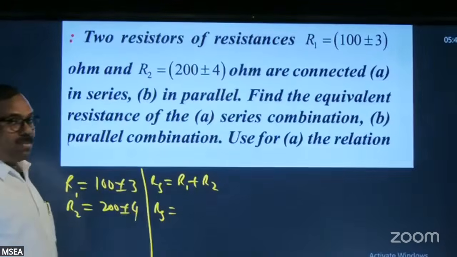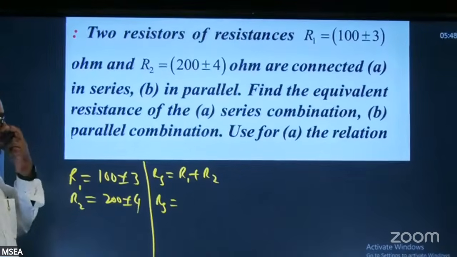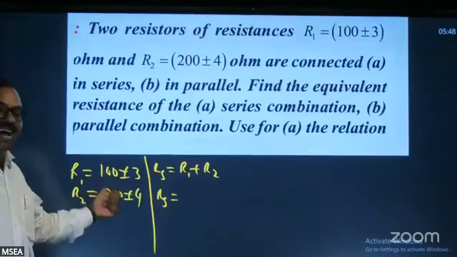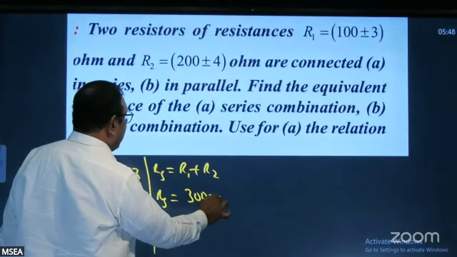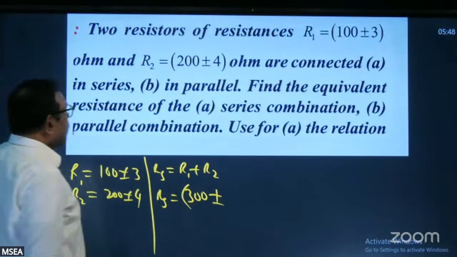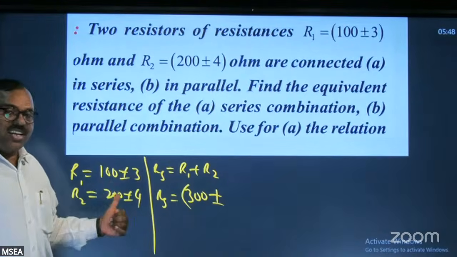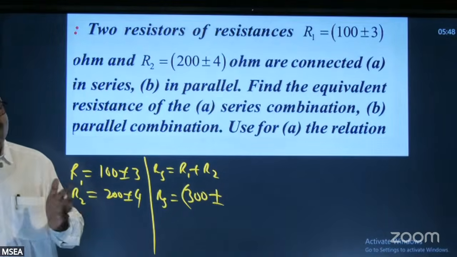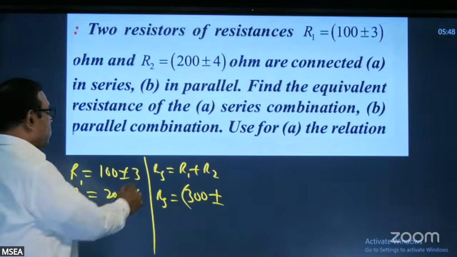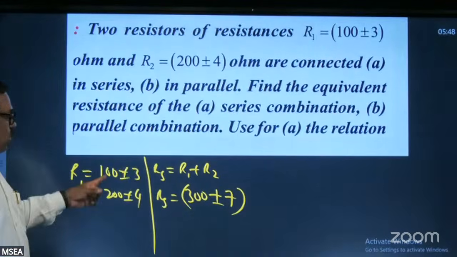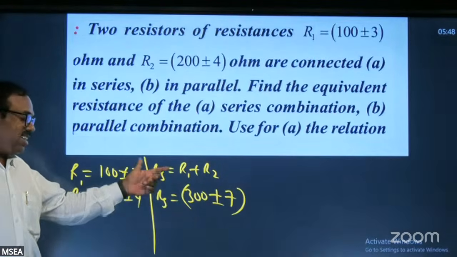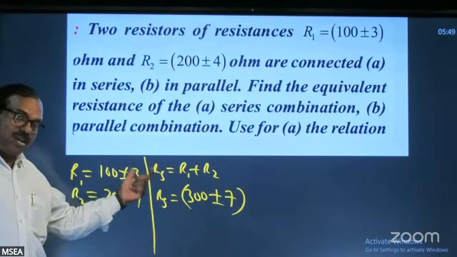So R1 sum of these resistances. Sum means you have to take the original values of the resistances and add them: 100 plus 200 is 300. Then these are the absolute errors. In addition and subtraction, absolute error should be added. That's why we can write 3 plus 4, which is 7. So either in addition or subtraction.